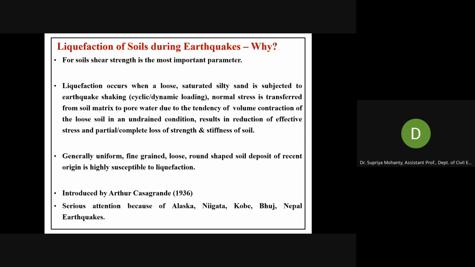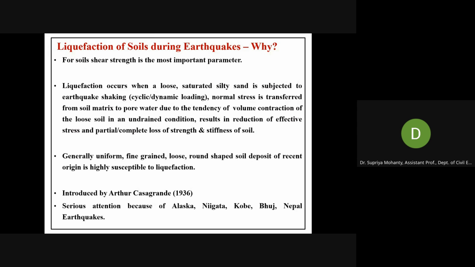In that case, what happens? The normal stress is transferred from the soil matrix to pore pressure due to the tendency of volume contraction of loose soil in an undrained condition, which results in the reduction of effective stress and partial or complete loss of strength and stiffness of the soil. It basically occurs in uniform, fine-grained, loose, round-shaped soil deposits of recent origin.